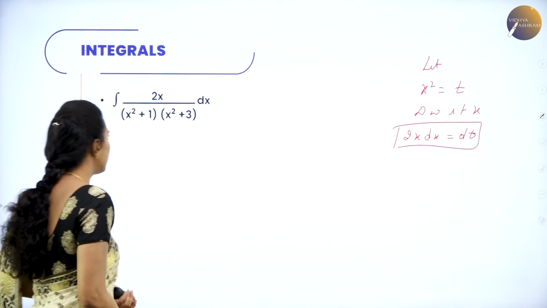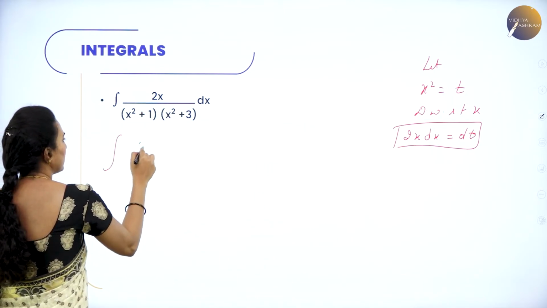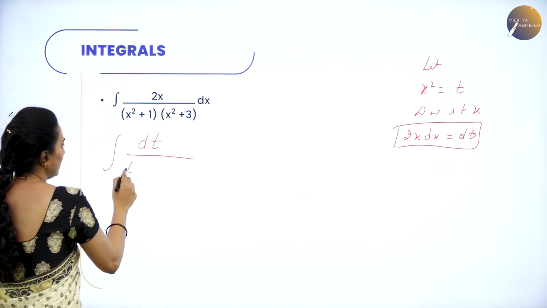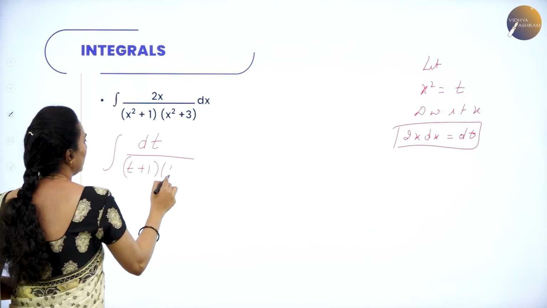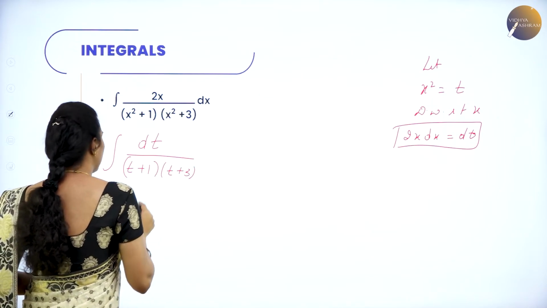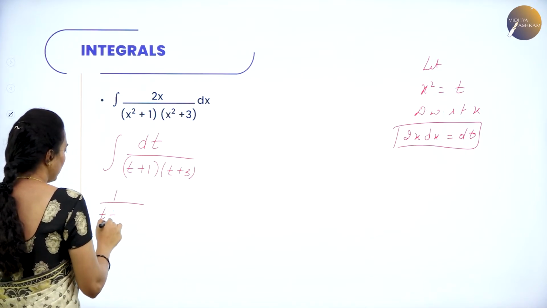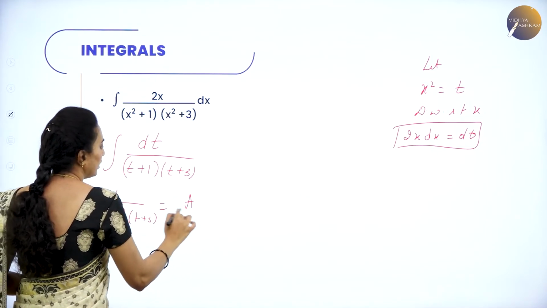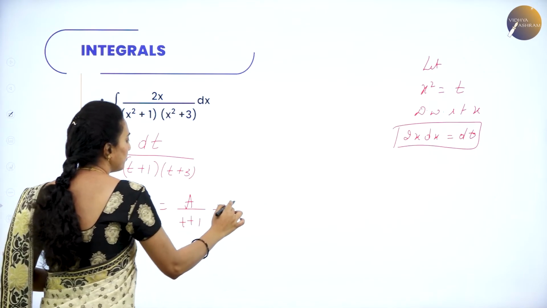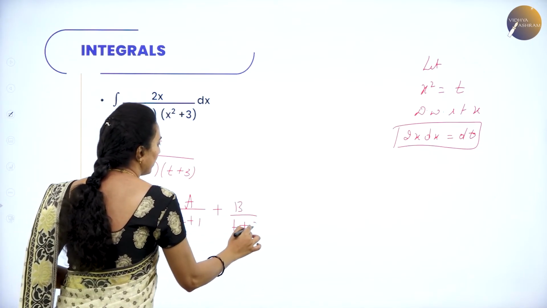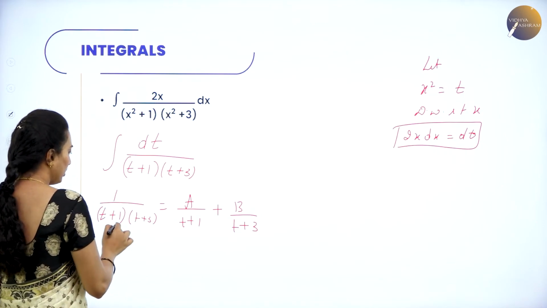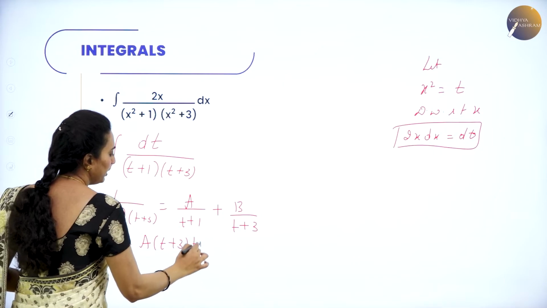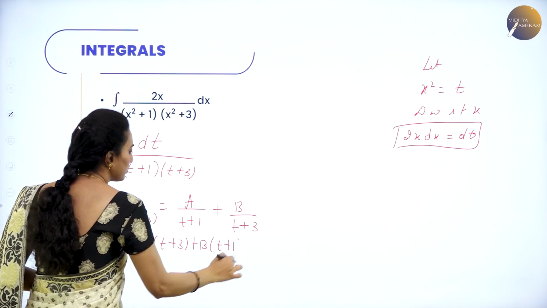Now substituting this, 2x into dx is equal to dt. What happens to this expression? It will become dt divided by x squared plus 1, where x squared I substituted as t, so t plus 1 into t plus 3. Now you can write 1 divided by t plus 1 into t plus 3 as a divided by t plus 1 plus b divided by t plus 3, right? Now again multiplying throughout by the denominator, 1 will be equal to a into t plus 3 plus b into t plus 1. Now substituting what?